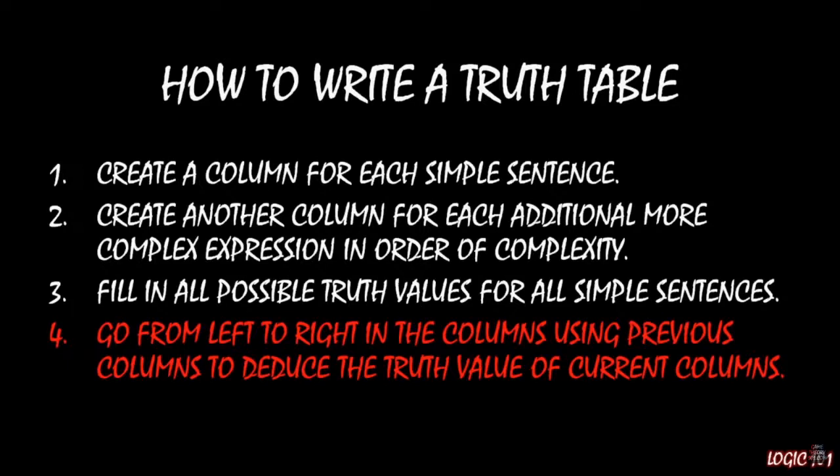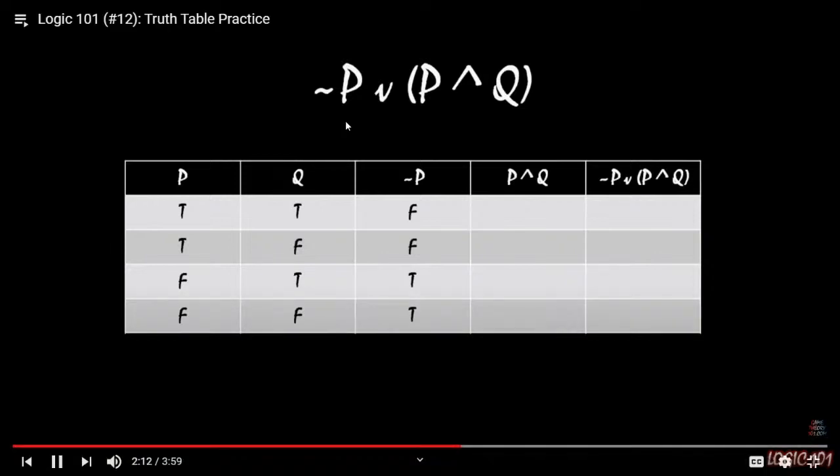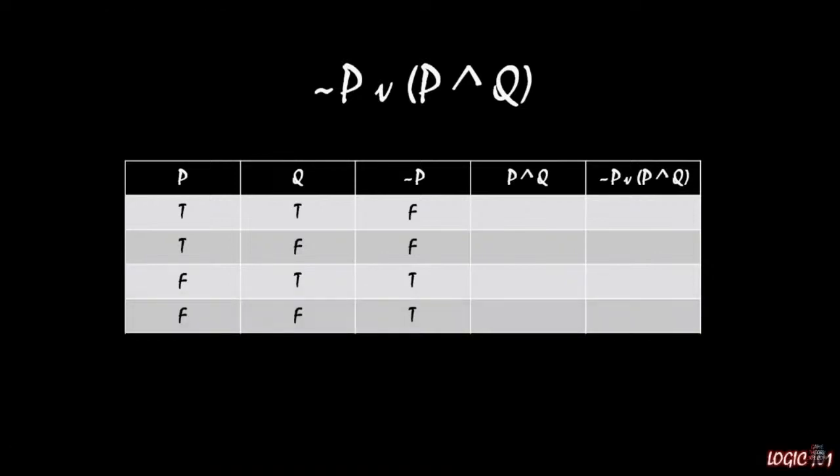So let's go one by one. Let's start off with this third column where we have not P. So not P is simply the inverse of P. Wherever P is true, not P is false, and wherever P is false, not P is true. And so that's exactly what we see there. We just have the inverse of the first column there in the third column for not P.